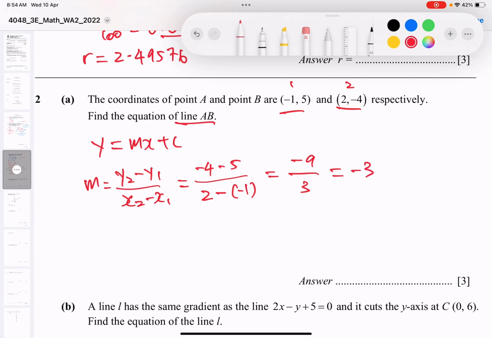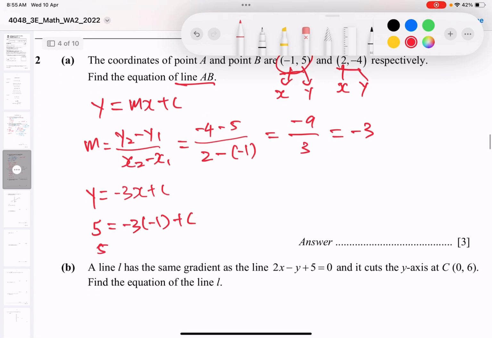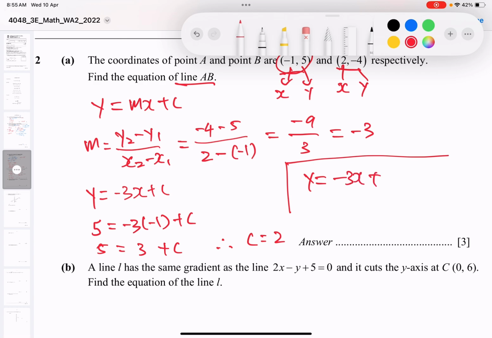Alright, so I know my m now is negative 3, so y equals negative 3x plus c. How do I find c? I just need to choose any of these points and substitute it inside, right? Because this is my value of x, this is my value of y. Likewise, this is my value of x, this is my value of y. Choose any one, point 1 or point 2, it's okay. It will give you the same answer, okay? So let's try point 1. So I know my y is 5, my x is negative 1. So 5 equals negative 3 multiplied by negative 1, which gives me 3, plus c. So therefore, c is equal to 5 minus 3, which is 2. So what's my equation? Y is equal to negative 3x plus 2.